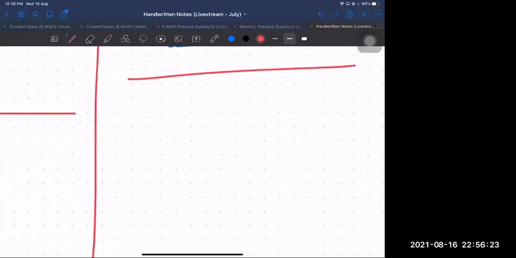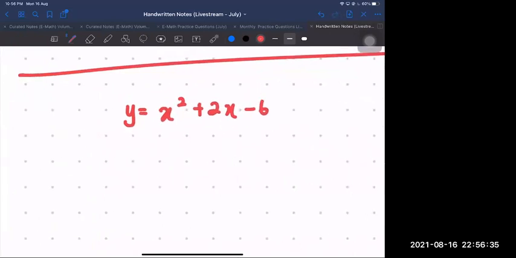So what is the question? Sorry, I forgot the question. Okay. Y equals x squared plus 2x minus 6. So let's start completing the square first. Now, completing the square, we always need to make sure that the coefficient of x squared is 1. So the coefficient is 1. That's the first condition.